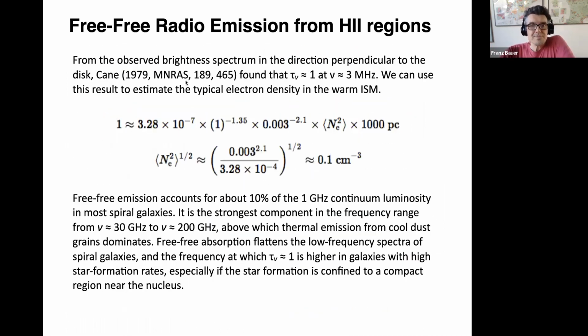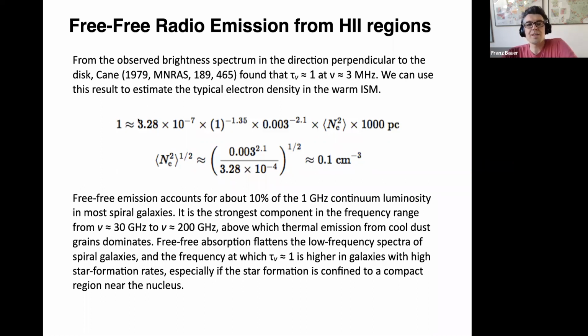Okay, so the observed brightness spectrum in a direction perpendicular to the disk was estimated, basically through the spectral brightness, that tau equals 1 at about 3 megahertz. So below 3 megahertz, typically in a direction perpendicular to the disk, we can't see outside of our own galaxy. And so we can actually use this estimate to estimate the electron density in the warm ISM.